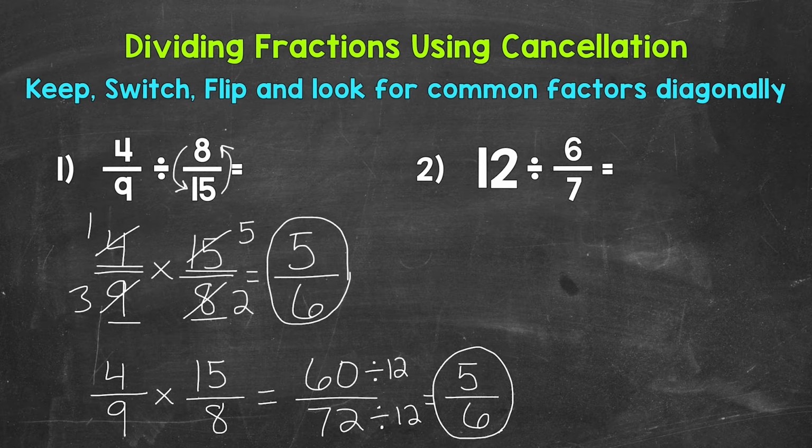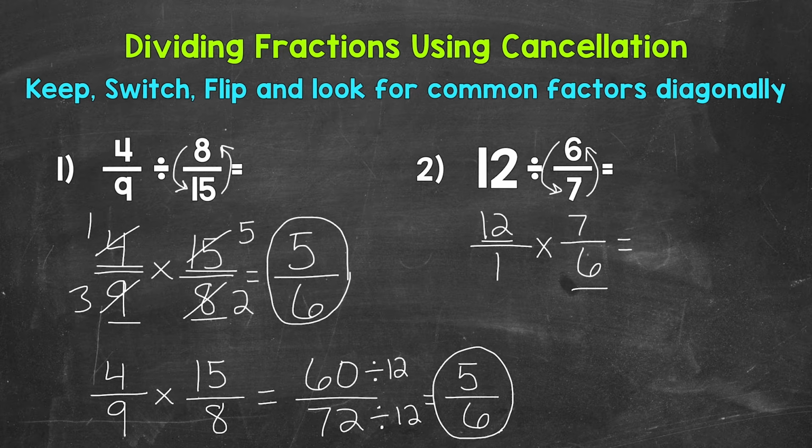Let's keep, switch, flip. So keep 12, and I'm going to write it in fractional form. That way we have a numerator and a denominator, and we can multiply straight across. Remember, we can rewrite any whole number in fractional form by putting it over 1. Then we can switch to multiplication and flip. So 7/6. Now we can multiply straight across, but before doing so, we can look to use cancellation. So let's look diagonally for common factors other than 1. Let's look at 12 and 6 first.